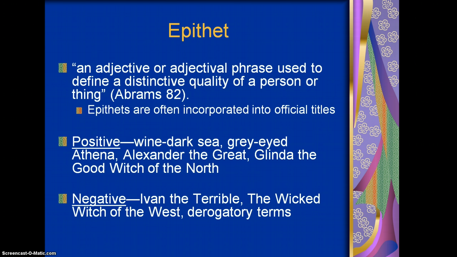Or epithets can be negative. Ivan the Terrible is known to history in that way. One particularly unsuccessful English king is known to history as Ethelred the Unready. You have Glinda's counterpart, the Wicked Witch of the West, and various derogatory terms can also attach themselves to characters as epithets.